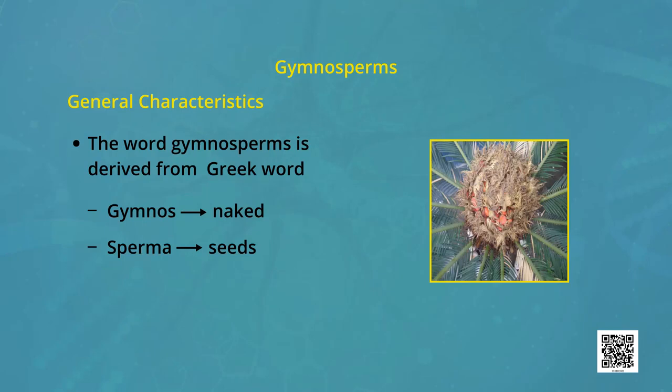How did gymnosperms get their name? Let us understand the term from which it is derived. The word gymnosperm is derived from two Greek words, gymnos, which means naked, and sperma, which means seed. The seeds are not enclosed within a protective covering called fruit. Thus, we can say vascular plants which have naked seeds are gymnosperms.